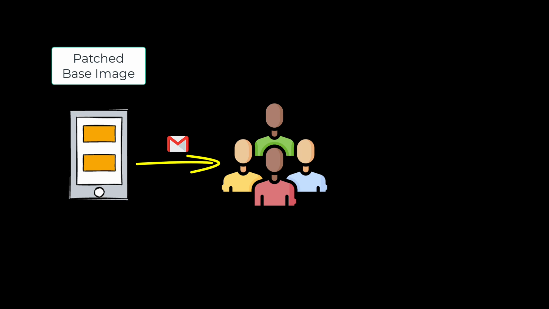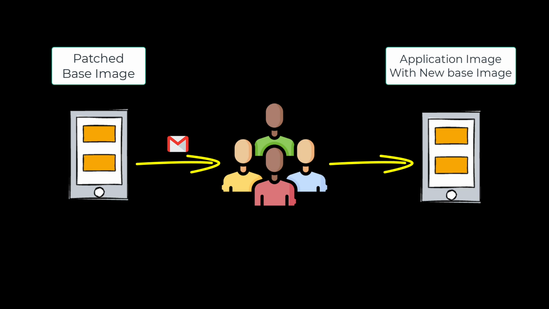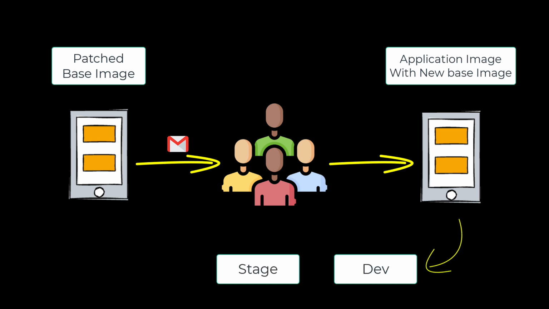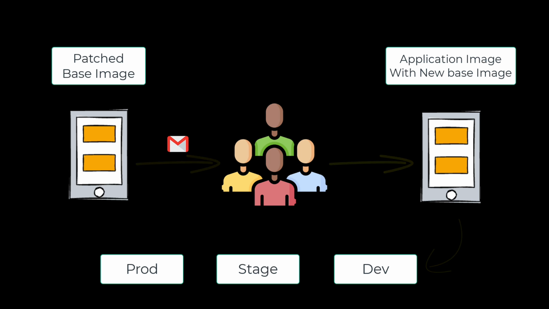Now, the project teams have to create the application image with the new base image. The new image created by the teams will be tested in dev and other environments before getting deployed to production. Because base image updates themselves could pose potential application performance issues.